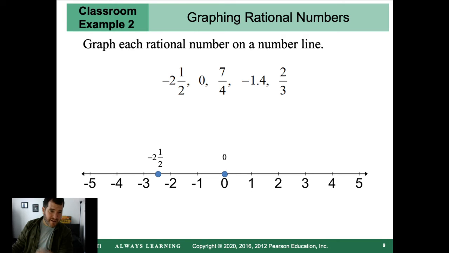7/4. If you can't recognize that 8/4 is 2, you can change that into a decimal. Whatever you need to do, I would change all these into decimals and then graph them from there. So 7/4 as a decimal is going to be 1.75. It's past halfway between 1 and 2, about halfway between the midpoint and 2. Hopefully that makes sense. -1.4 is just a little bit to the left of -1, and 2/3 as a decimal is 0.666666 repeating. So you're going to want to put your decimal right there. Hope you guys are able to do that.